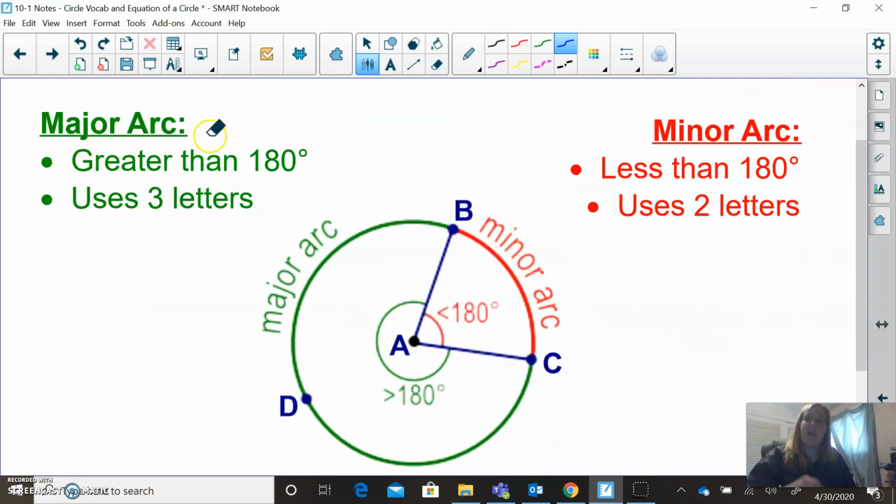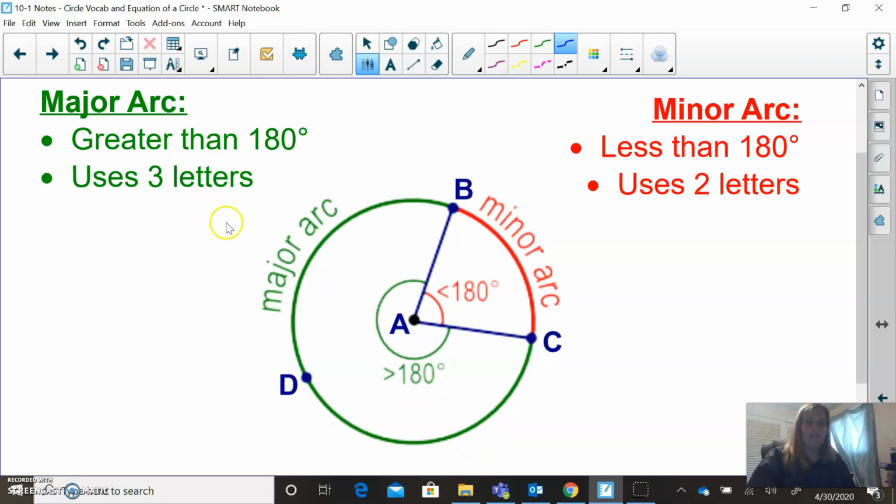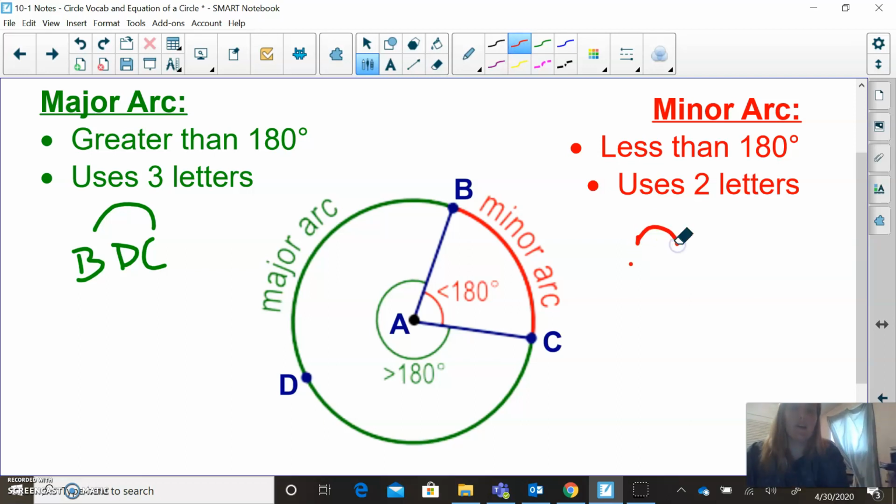Alright, so major arcs have a measure greater than 180 degrees, and they use 3 letters. So our major arc here would be arc BDC. And our minor arc, okay, minor arcs are less than 180, and they use 2 letters, and that is arc BC. This symbol that goes on top, okay, that means arc. The symbol on top that looks like an arc, that means arc.